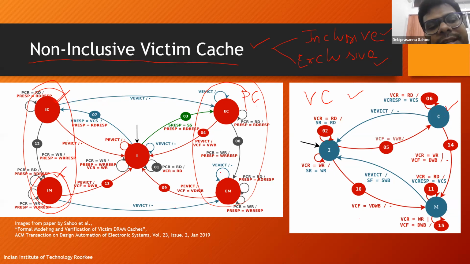But there can be two more states, exclusive clean and exclusive modified. That means that only the predecessor cache has the line, and if it is clean, then it will be in exclusive clean state, and if it is modified, then it can be in exclusive modified state. Okay. So with this, if I am in EC state or EM state, since I am only holding the line, then the victim cache must be in I state. So these are the properties that we need to verify.